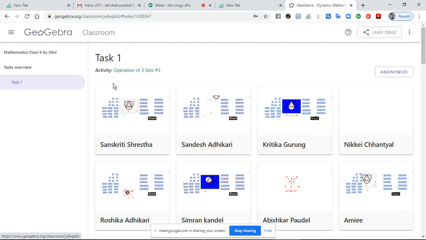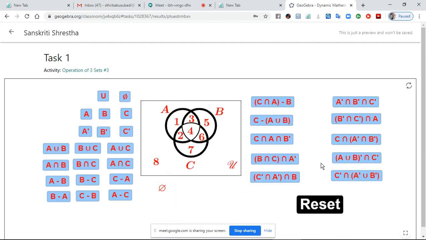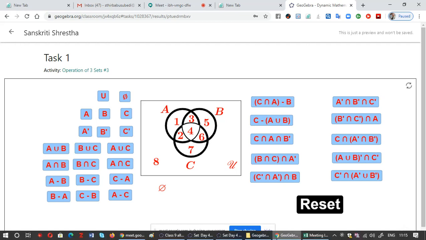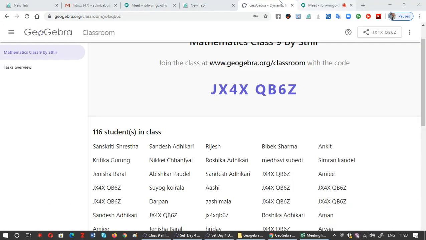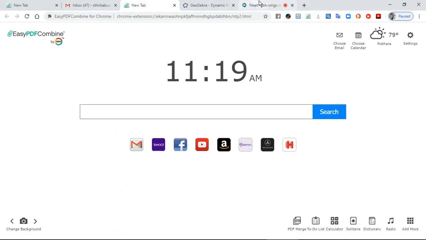You can see this is Sanskriti. Then what is it doing? I can see from here. Yes, you can click in these activities and you can observe the shaded part. Sorry, I have to present my screen now.